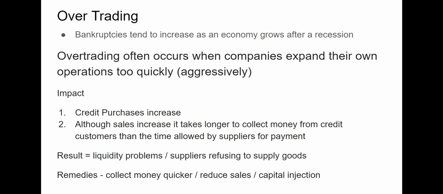Remedies for it, obviously you can try to collect money quicker. Things like giving bigger cash discounts, reducing the amount of time that customers have to pay for their credit sales, reduce sales and particularly credit sales in general, or a long-term capital injection, either in the form of a bank loan or possibly by either the owners of a business, if it's a sole trader or partnership, introduce an extra long-term capital, or if it's a limited company, by selling some additional shares.